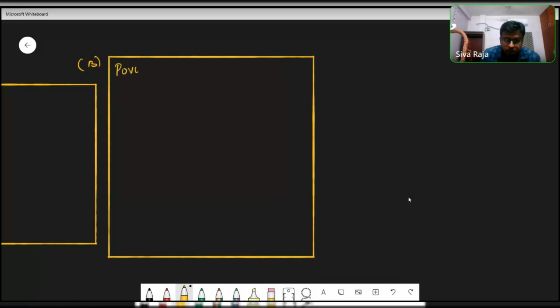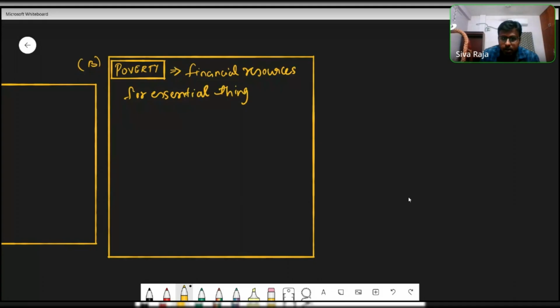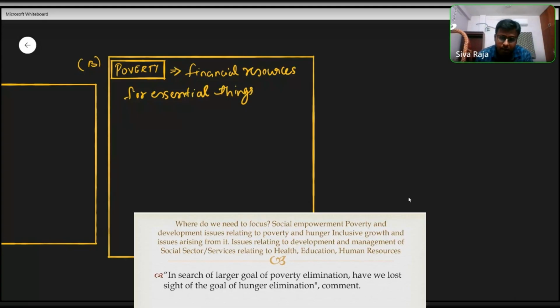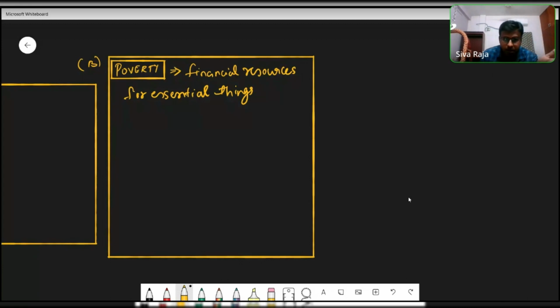So for example, first, it is simple. I clearly asked you, what is the definition of poverty in simple terms? If you are writing it also, it is okay. It is a lack of financial resources for essential things. Okay, so this is poverty. So what the question is asking is, in search of eliminating poverty, have we lost sight of the elimination of hunger? So what that means is that first we have to talk about the steps taken for the elimination of poverty.